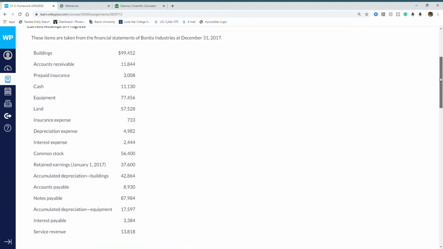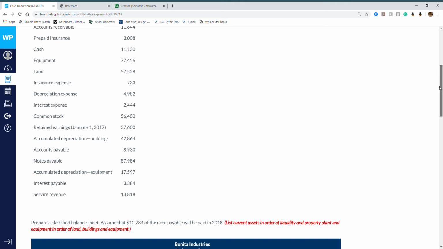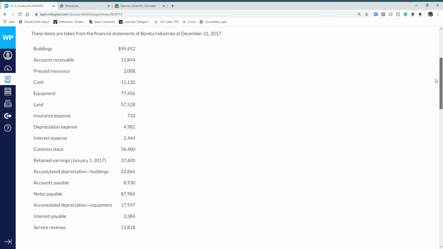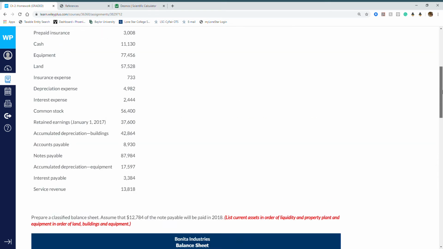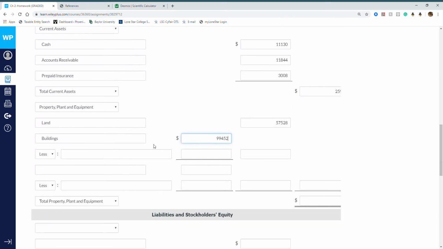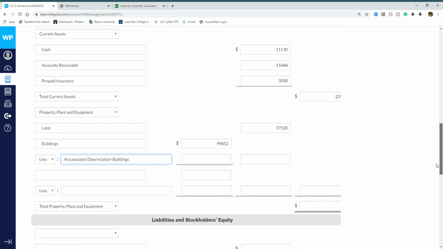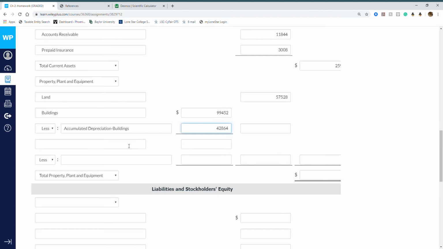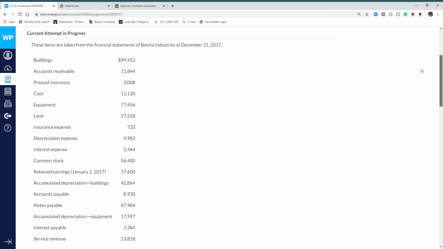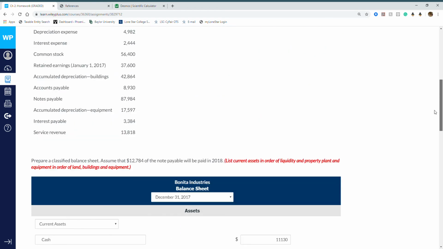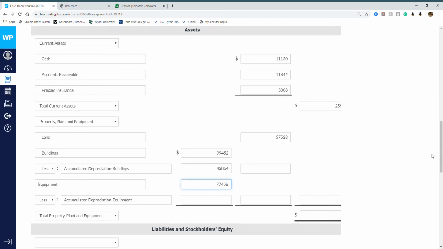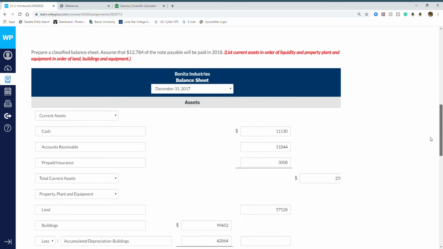We have buildings. So buildings in themselves. Where are you? There it is. It's at the top. Duh. Buildings. Okay. Whopping total of $99,452, less its accumulated depreciation, and we have $42,864. Okay, let's go ahead and put the rest in. So we have equipment. Looks like. There we go. And equipment was $77,456, and accumulated depreciation was $17,597.